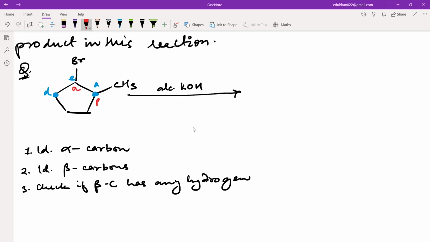This is alpha. This is beta. This is also beta. All of you agree? Yes or no? Both are beta. Now you tell me, does A have any hydrogen?